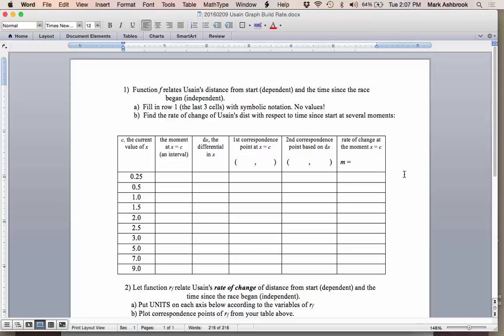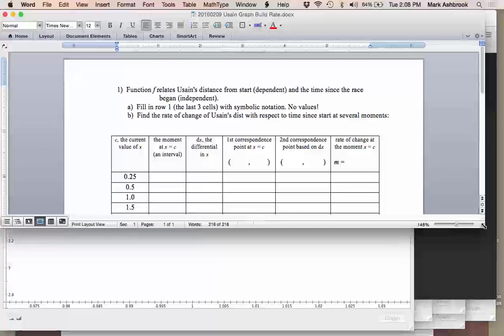And if you haven't finished row 1 yet, finish row 1. And then after that, you're going to generically put in how you would get the first correspondence point, second correspondence point, and the rate of change at the moment, x equals c. Okay? And in the meantime, I'm going to upload the GC file so you can download it. Go. Get help if you need help.